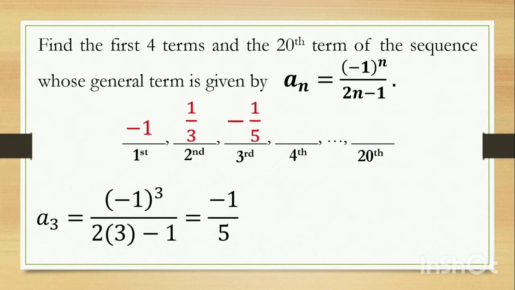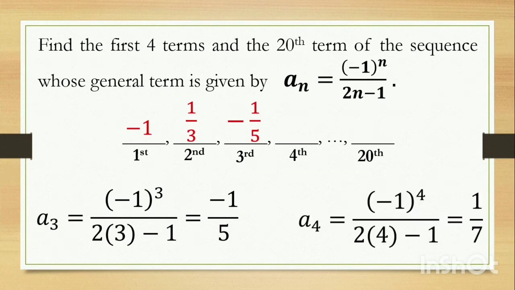Next, for our fourth term, substitute 4 to n. So, negative 1 raised to 4, that is positive 1. Now, remember, if our exponent is an even number, the product is positive. But if our exponent is an odd number, the product is negative. And then, let's go back. 2 times 4, that is 8. 8 minus 1, that is 7. So, we now have 1 over 7.